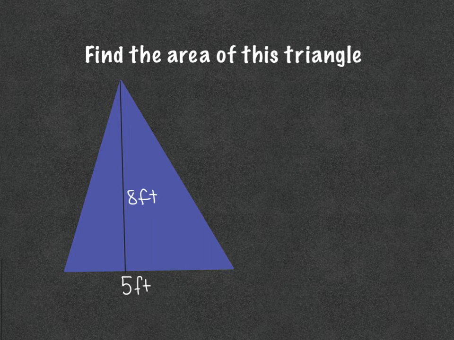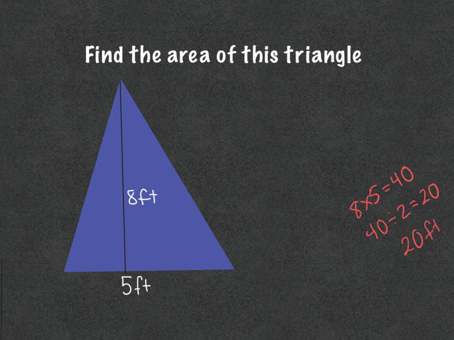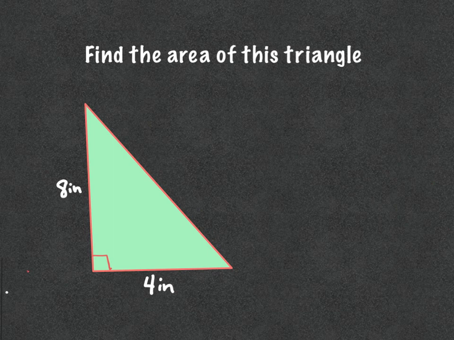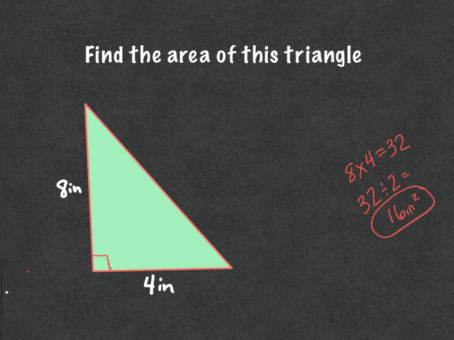All right, how about this one? We have 8 times 5, which is 40. 40 divided by 2 is 20. 20 feet squared. Okay. All right, another right triangle. So we have 8 times 4, which is 32. 32 divided by 2 is 16 inches squared.